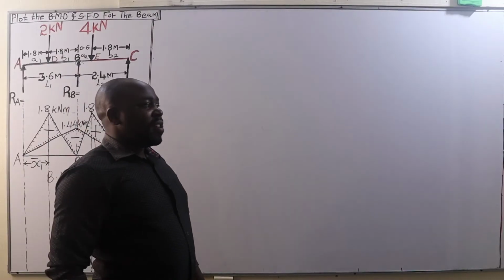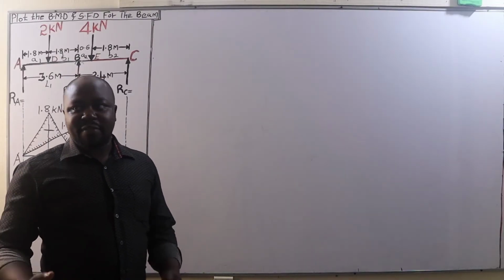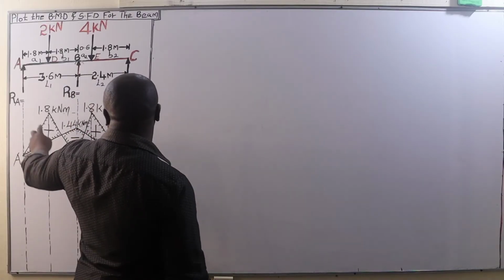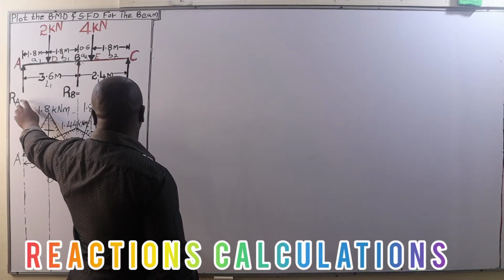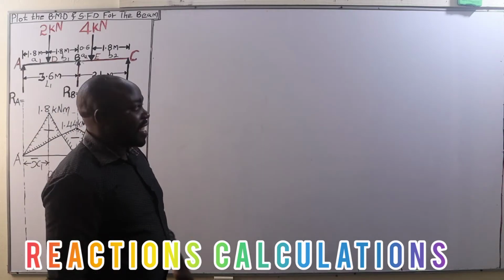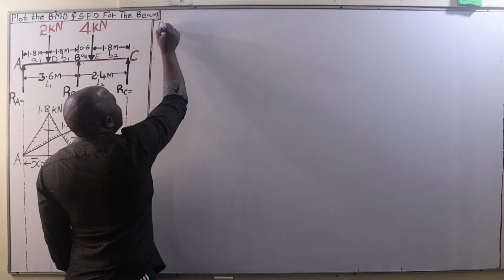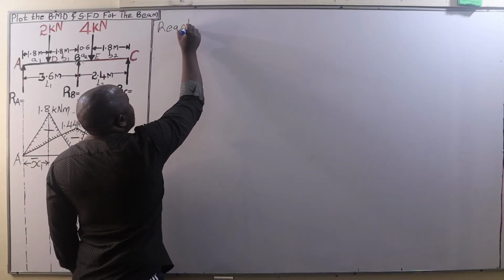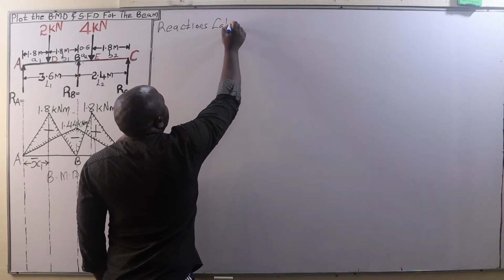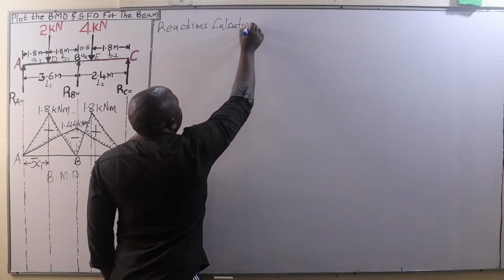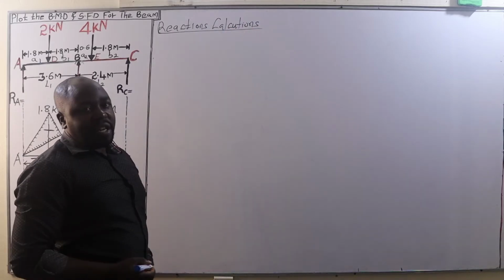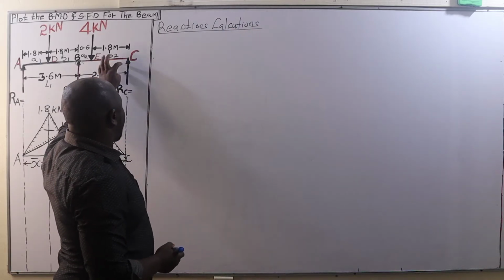So the next thing will be plotting the shear force diagram, and for us to plot the shear force diagrams, first of all we are going to calculate the values of the reactions at the supports, reaction at A, at B, as well as at C. Therefore, we go to reactions calculations, and we are going to begin with the span BC.